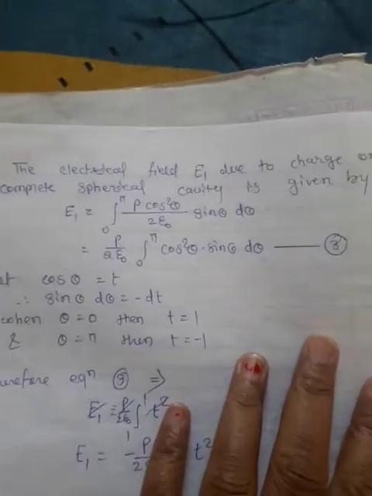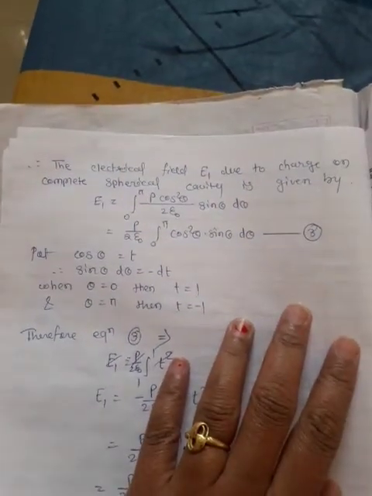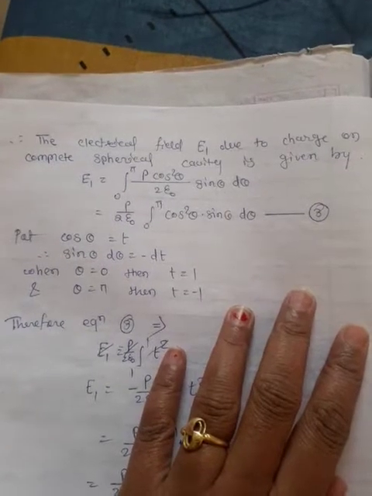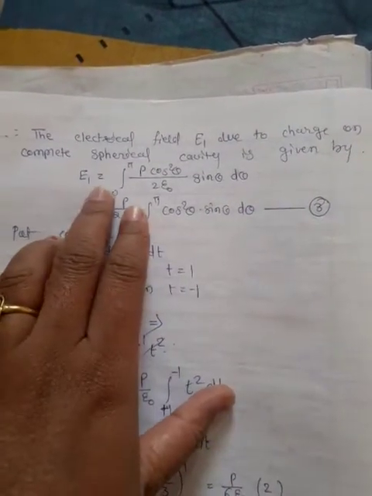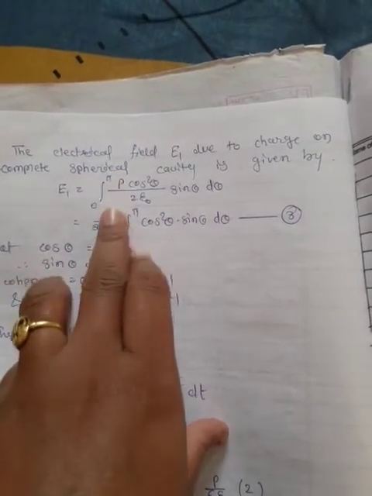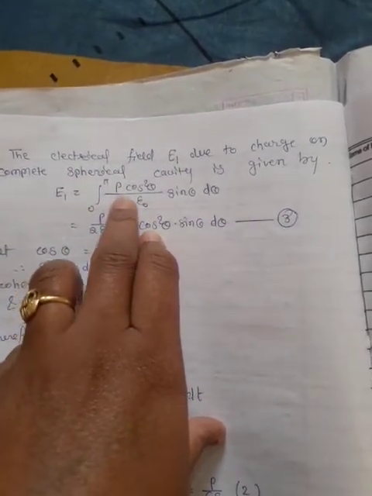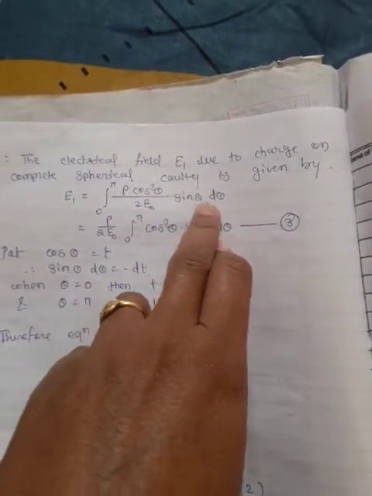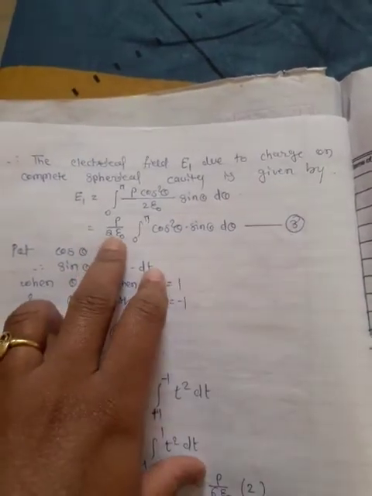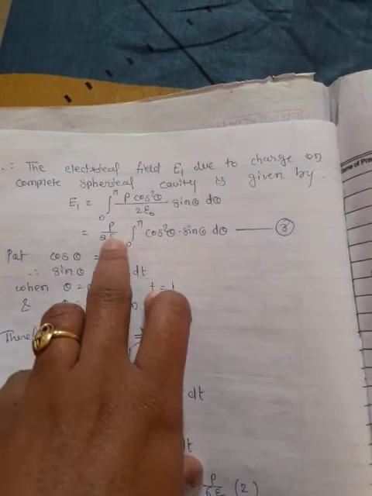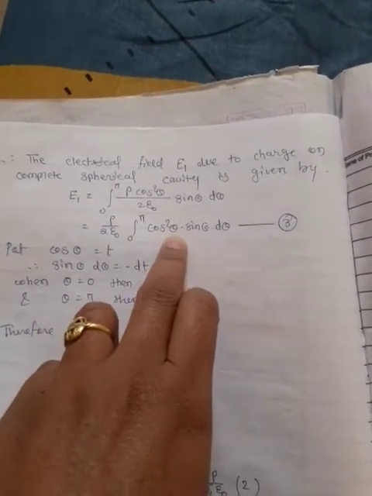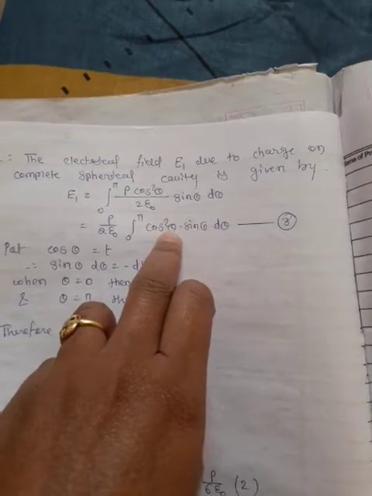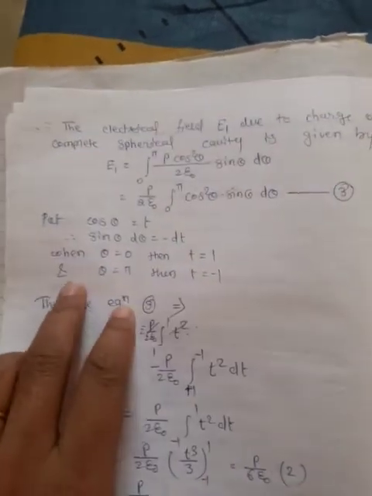therefore the electric field E1 due to the charges on the complete spherical cavity is given by E1 equal to, now to find this for the complete spherical cavity, we integrate this term from 0 to pi, that is from 0 to 180 degrees. Therefore we integrate along this equation. We get P cos square theta upon 2 epsilon naught sin theta d theta. After integration we get P upon 2 epsilon naught, a constant, times the integral from 0 to pi of cos square theta sin theta d theta, which is equation number 3.